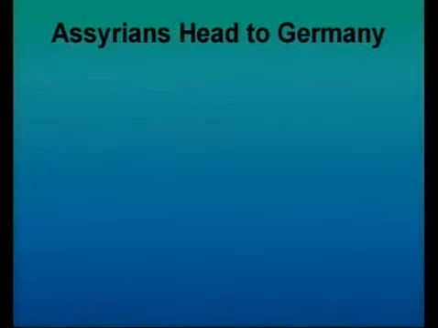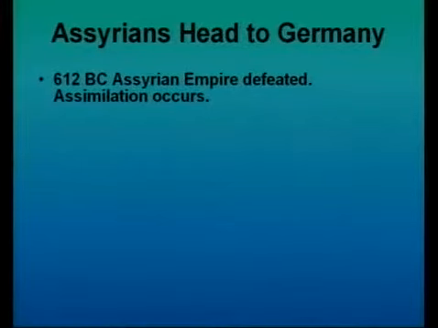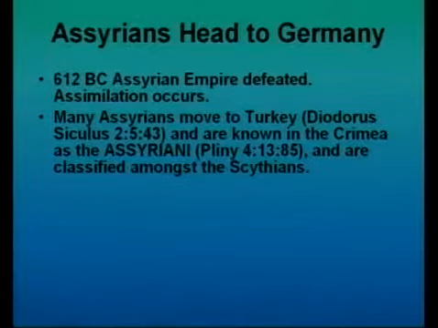Well, here we go. The Assyrians head to Germany. Quite amazing. But in 612 BC, the Assyrian Empire was defeated and assimilation occurs. Most of the Assyrians were assimilated into the people round about. But what we do find, we can trace them. Many Assyrians moved to Turkey. We find this from Diodorus Siculus, a pagan historian. And they are known in the Crimea as the Assyriani. Pliny mentions them. And then they become classified amongst these roving hordes, the Scythians, the barbarians up there.